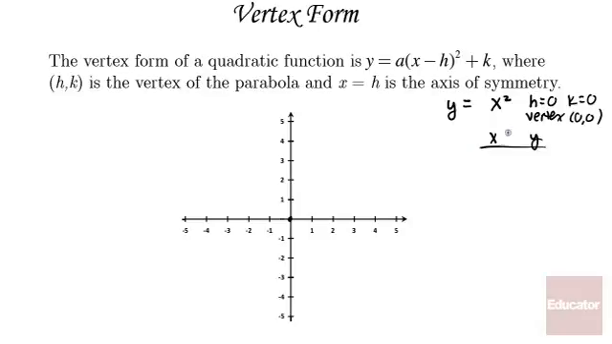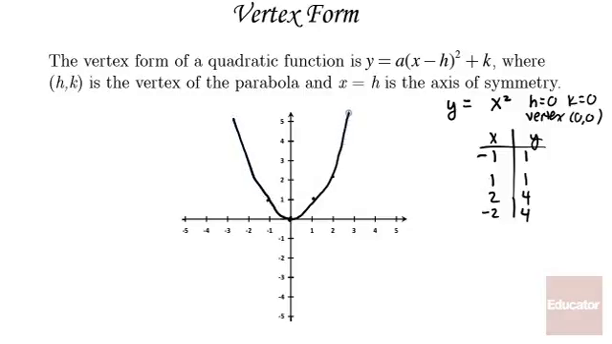Now, drawing some points, x and y. When x is negative 1, y is 1. When x is 1, y is 1. When x is 2, y is 4, and x is negative 2, y is also 4. So pretty simple graph. Now by starting out with this graph, we can look at the significance of h and k on the shape of the graph. So we're starting out with just this graph, y equals x squared.